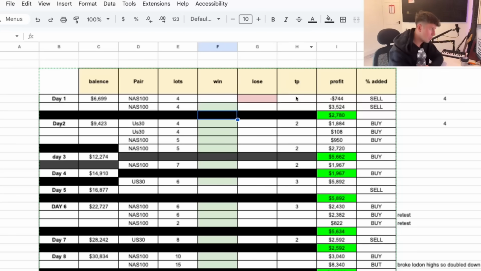Now, since we're talking about take profit zones, how do I know that he usually exits at TP2? I'll tell you, because I tracked every single one.